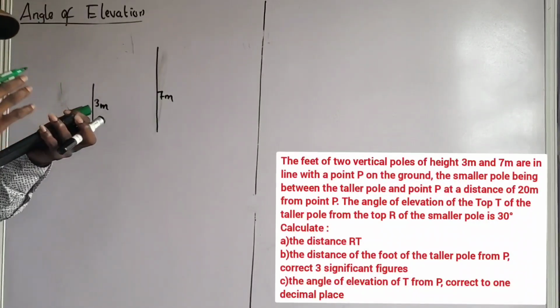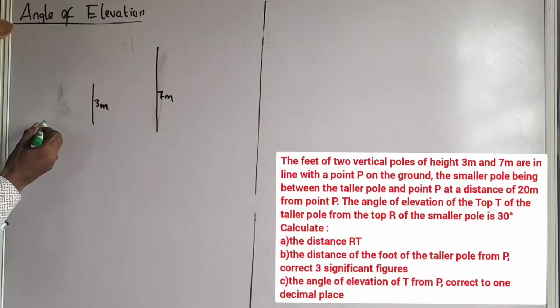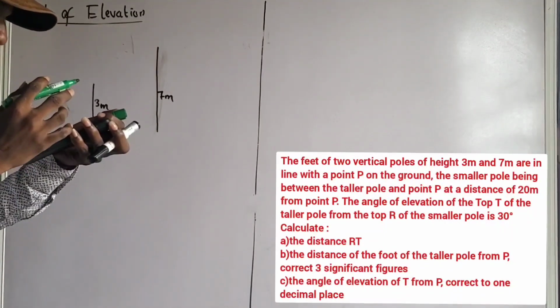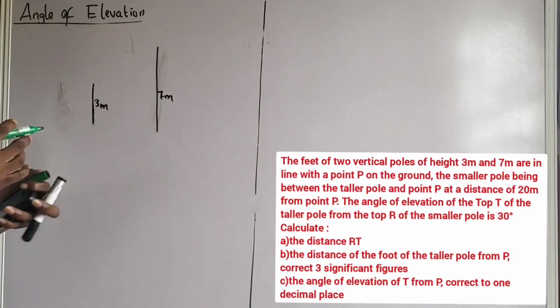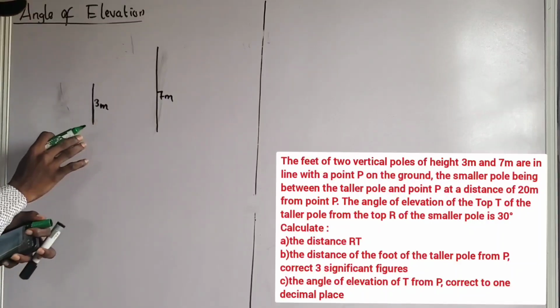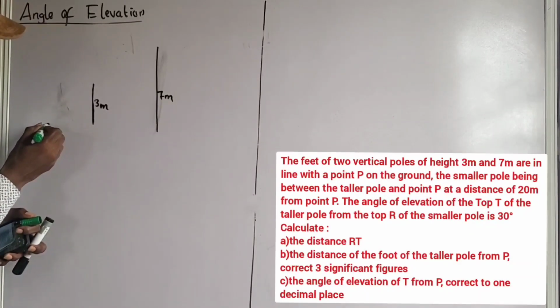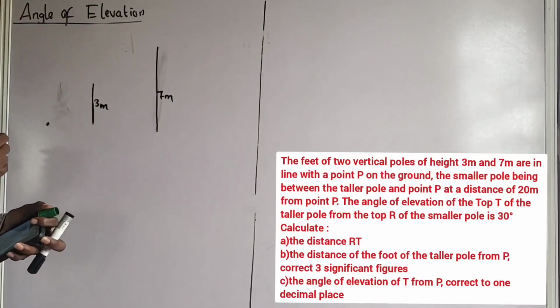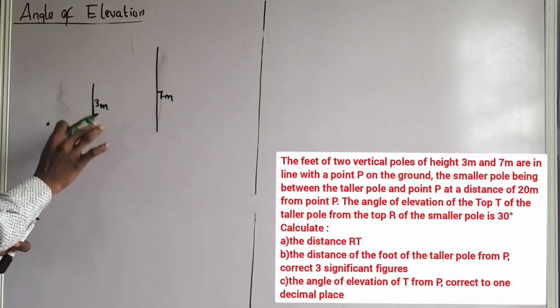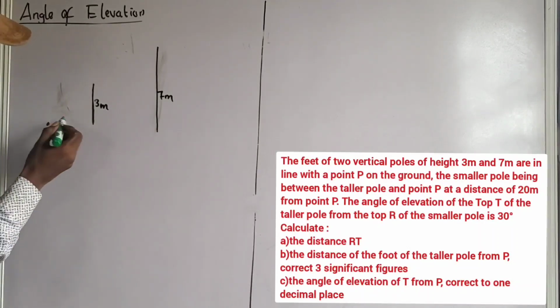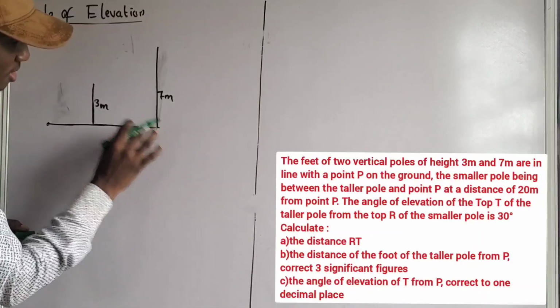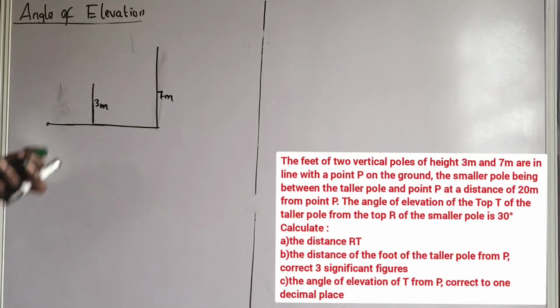These poles are in line with a point on the ground. So let's call the point P on the ground. The smaller pole is between the taller pole and the point P. So this is the smaller pole, and that means point P is going to be around here. Point P and the two poles are on the same horizontal ground, on the same level. So we're going to have something like this. I'm very sure you're getting the diagram.